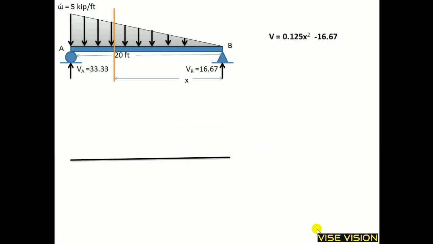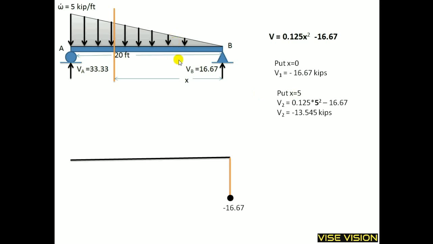This is my equation. How will we draw the shear force diagram by using this equation? I will simply put x equal to 0 at that point and get V1 equal to this value. Then I will put x equal to 5 somewhere over here, and I will get the shear value at x equal to 5, this point.